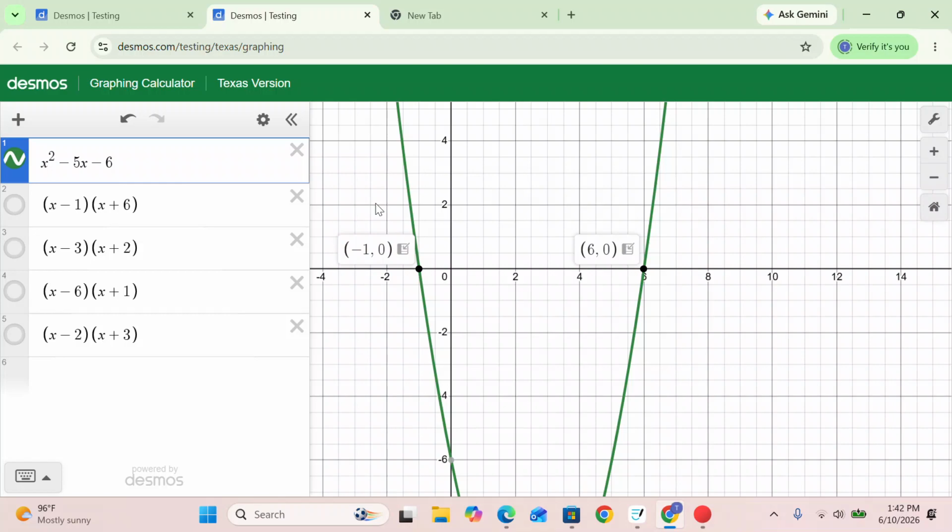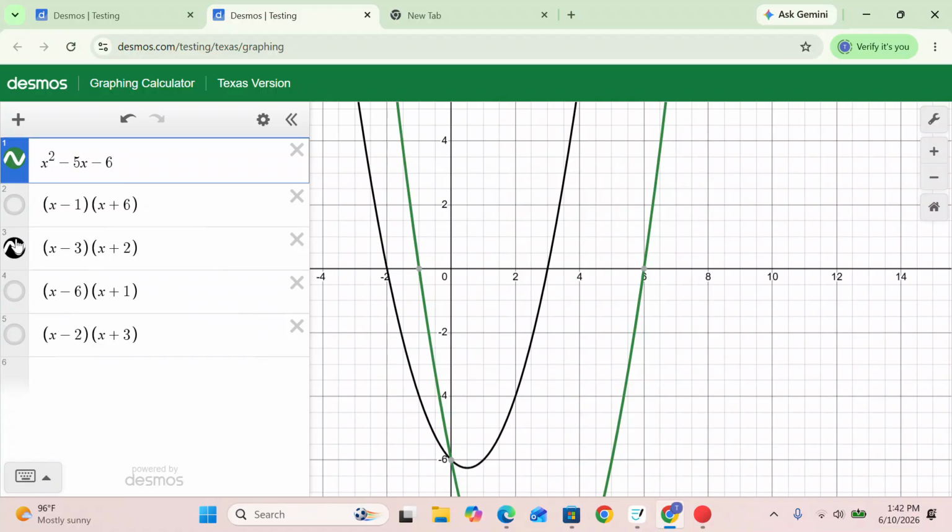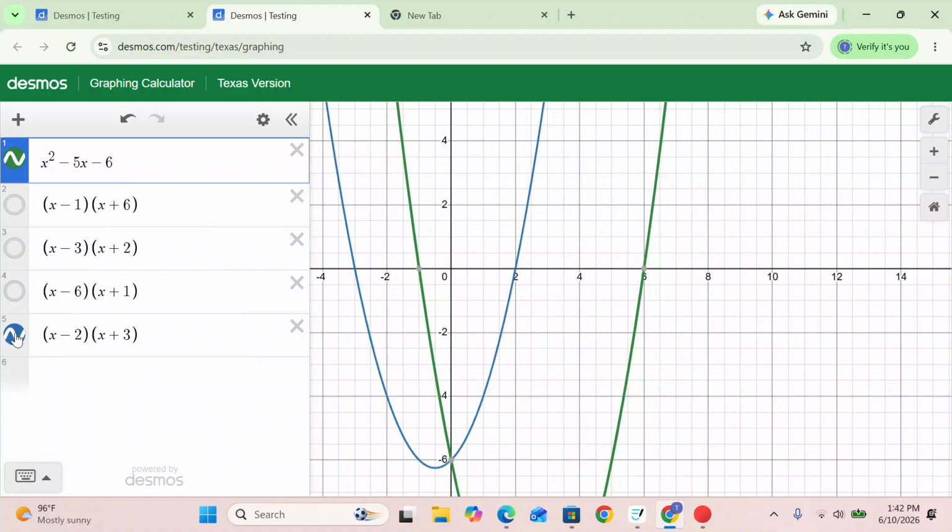Okay, but that's not the question. I got off topic. So the question at hand is which one is equivalent. So I'm going to check the first one. Is that one equivalent? No. No, it's not overlapping. Bad. Is this one equivalent? No. Is this one equivalent? Yeah. Ooh, it looks good. Is this one equivalent? Nope.